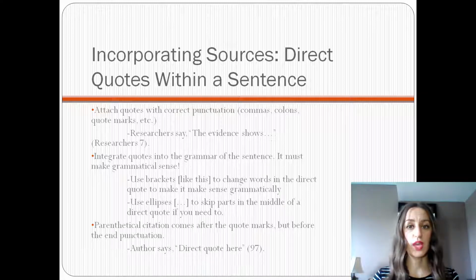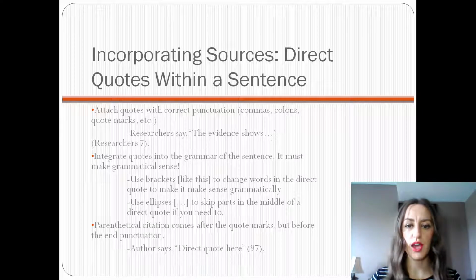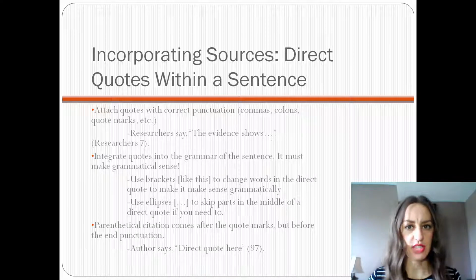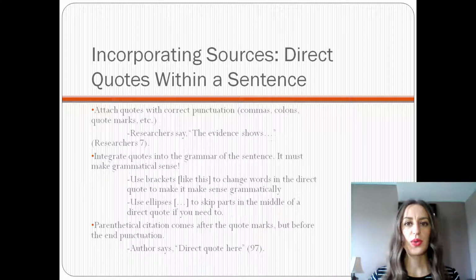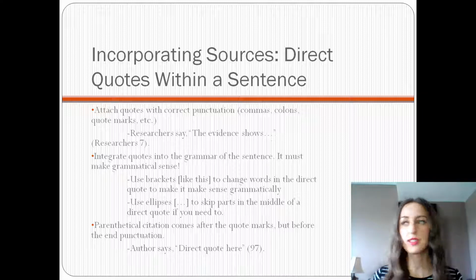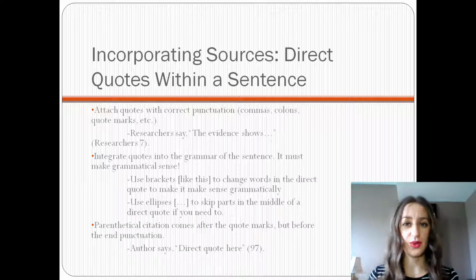That is the standard way to incorporate a direct quote with correct citations and with good MLA, okay? Second point to remember is that you integrate your quotes into the grammar of the sentence, meaning everything needs to make grammatical sense, okay? So if your sentence is talking about things in present tense, but the quote that you draw from your source is sort of talking past tense, you need to make tenses agree.